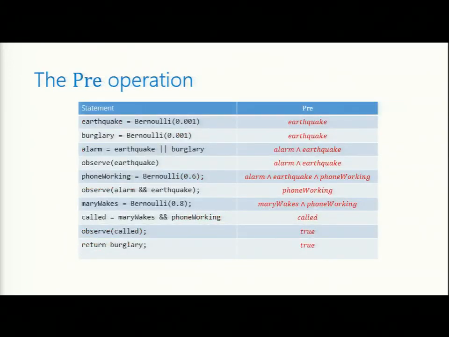Right? So again, what this is saying is, if you take a particular path in the program, you can start with true and push it backwards. So for example, in order to satisfy observed call must be true at this point. Many wakes and phone working should be true at this point, and so on and so forth. So this is nice. We basically have a way by means of which we can hoist the observed statements all the way up to the probabilistic assignment statements. So then what you do next I'll explain in a couple of slides.